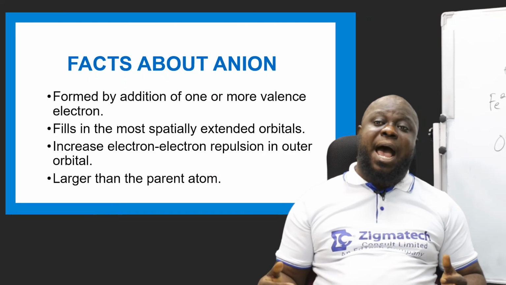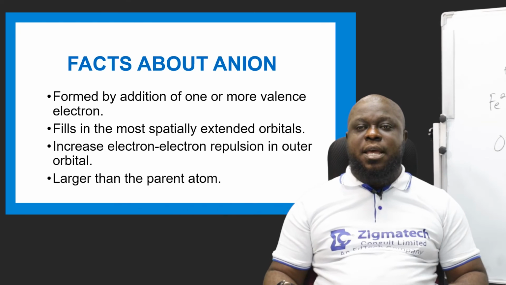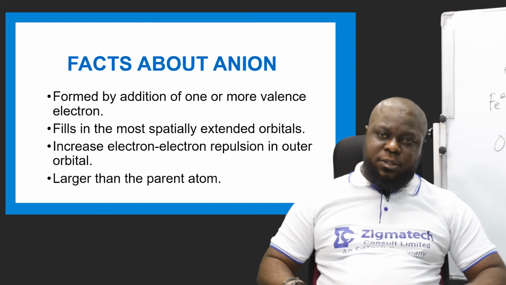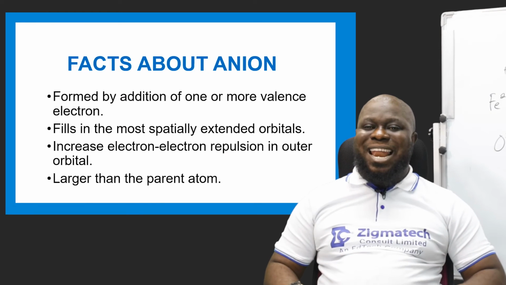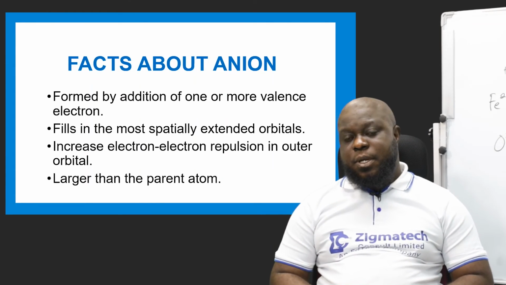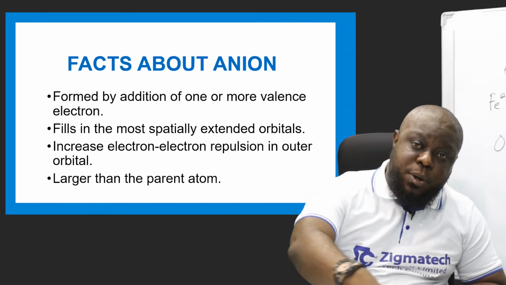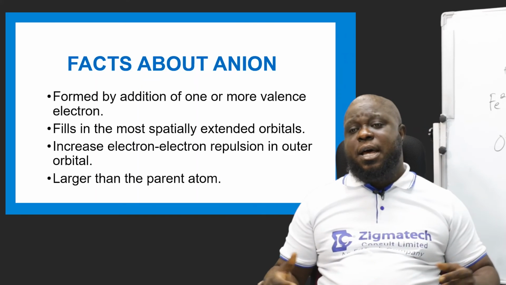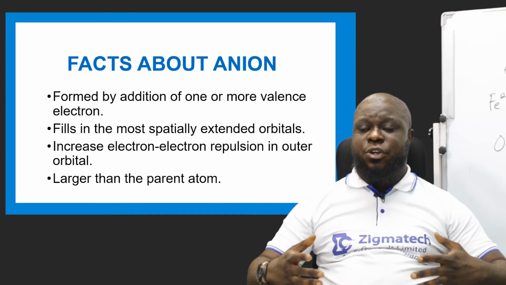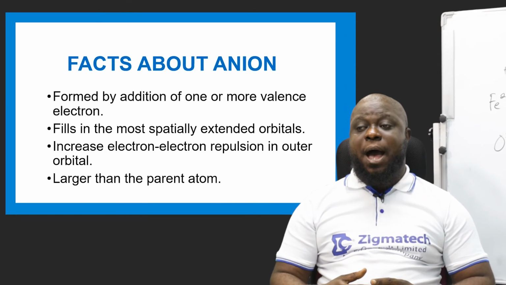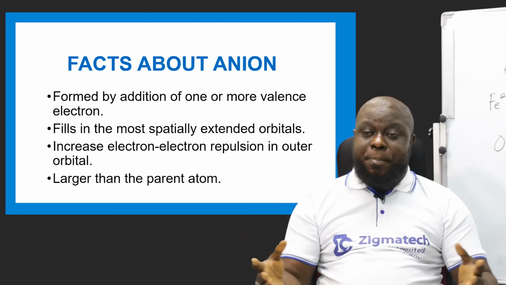Now, facts about the anion. They say they are formed by addition of one or more valence electrons. Yes. They fill the most spatially extended orbitals. They increase electron-electron repulsion in the outermost orbital. They are larger than the parent atom. Why? Because they go round the atom. They always go around the atom. So in essence, they are bigger than the atom. They occupy the outermost shell of the atom. It's like your skin. Your skin is far bigger than your skeleton because your skin occupies the outer part of your body.